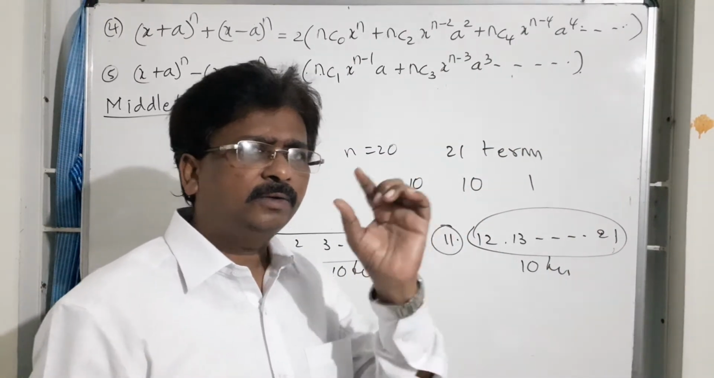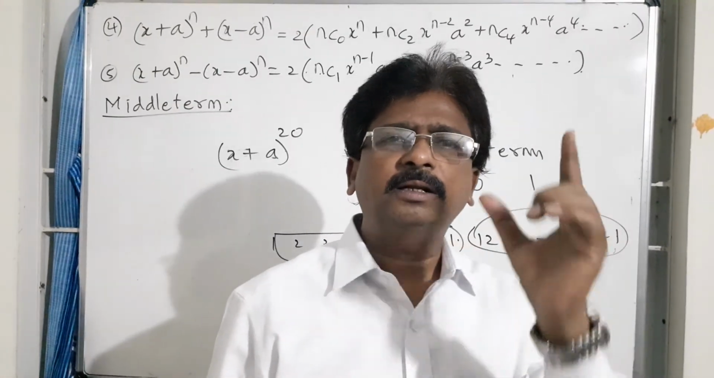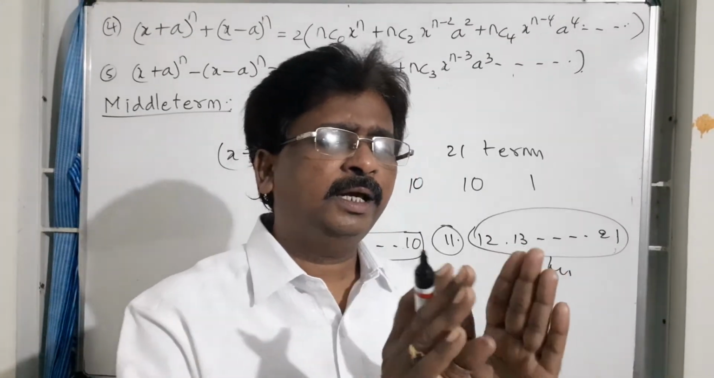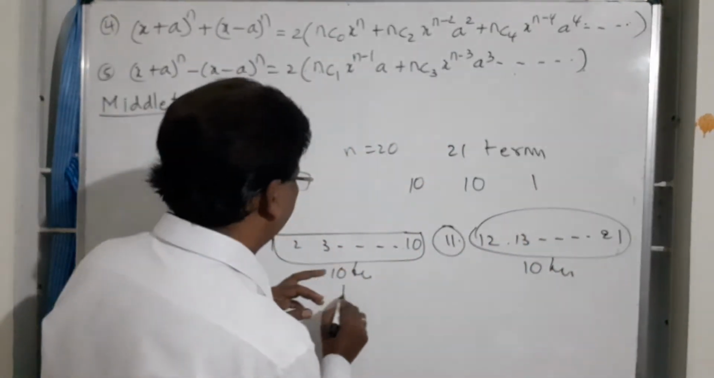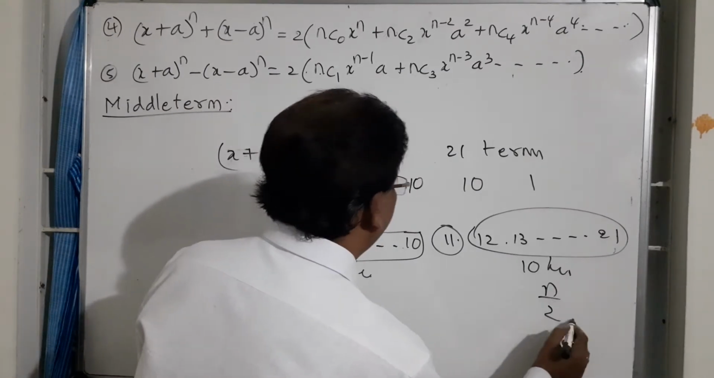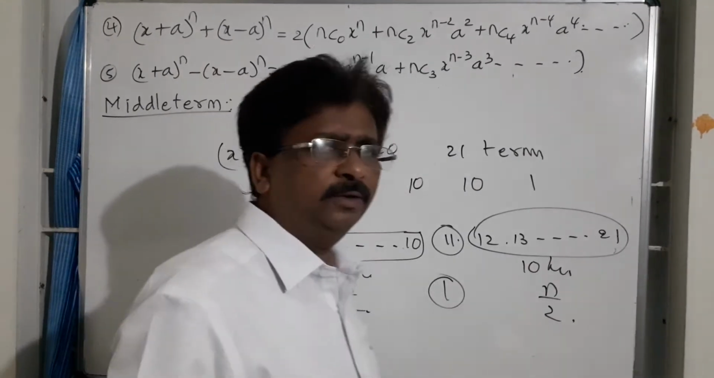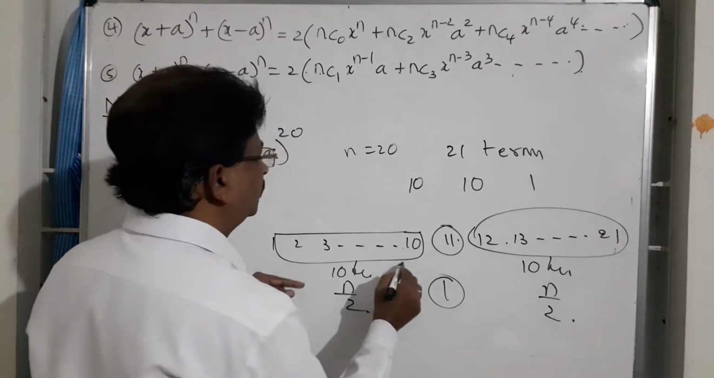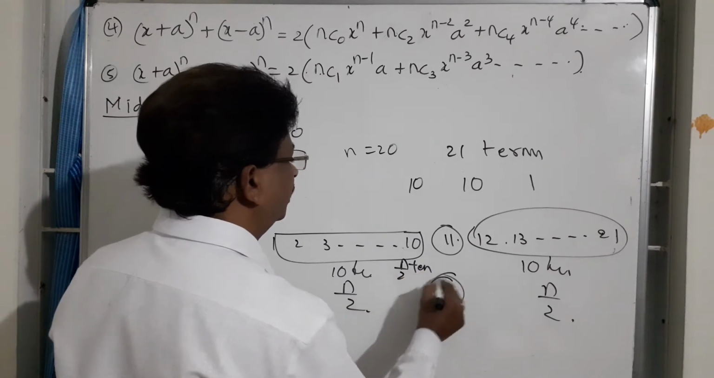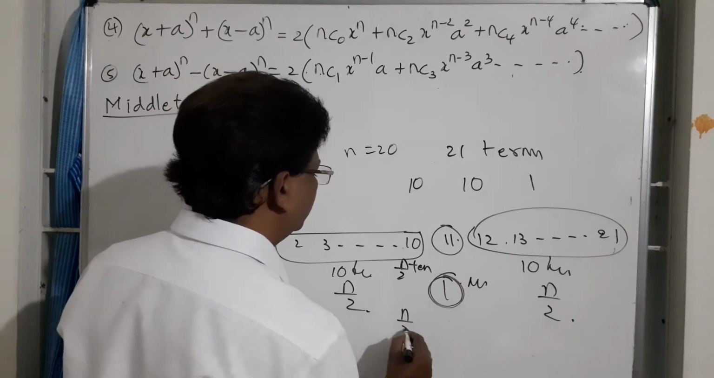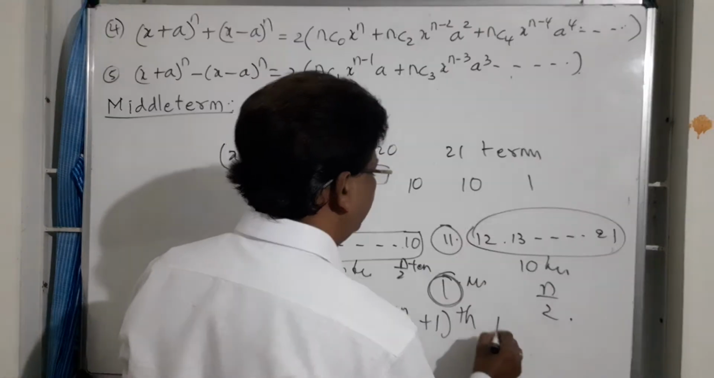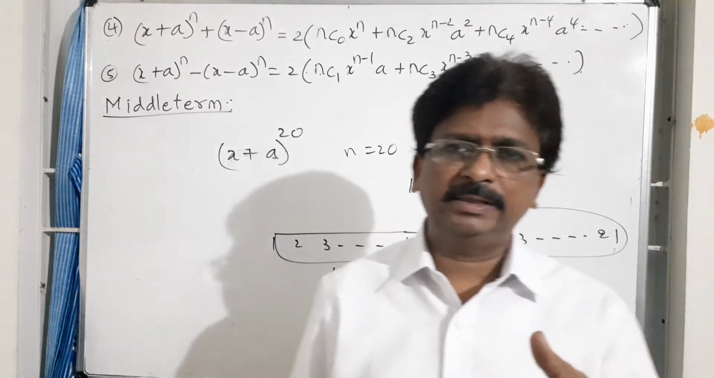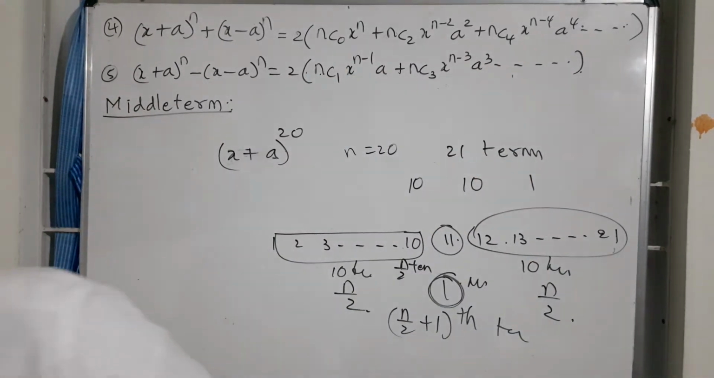So we can conclude that if n is an even number, the number of terms is n plus 1, which is odd. Therefore, we can share n plus 1 as n by 2, n by 2, and one term. n by 2 plus n by 2 plus 1 is equal to n plus 1. Up to here n by 2 terms are here, and this is the middle term. So when n is an even number, the (n/2 + 1)th term is the middle term. Okay, let us write it.